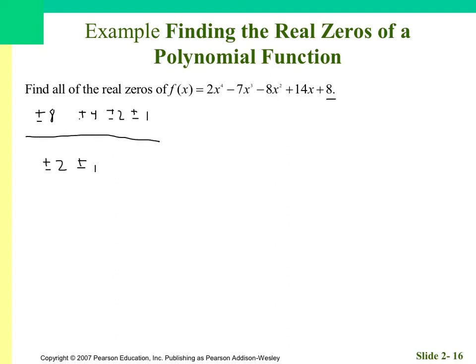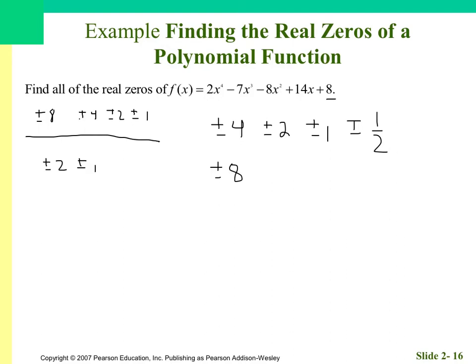So 8 divided by 2 is 4, so you'd have all the possible zeros here. Positive or negative 4. 4 divided by 2, positive or negative 2. Positive or negative 1. Positive or negative 1/2. Are we missing anything here? Yep. 8 divided by 1, so you could have positive or negative 8. So there are all the possible zeros.